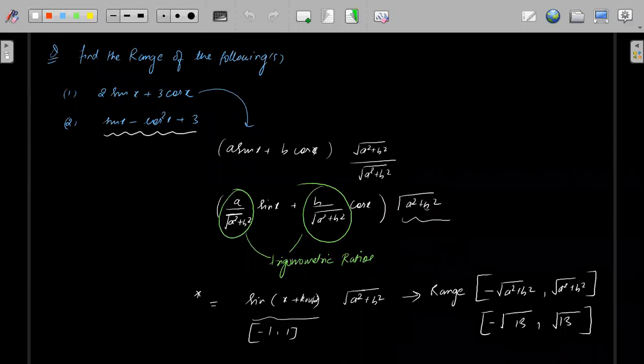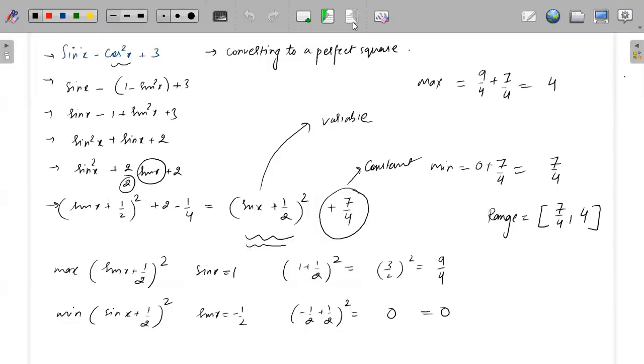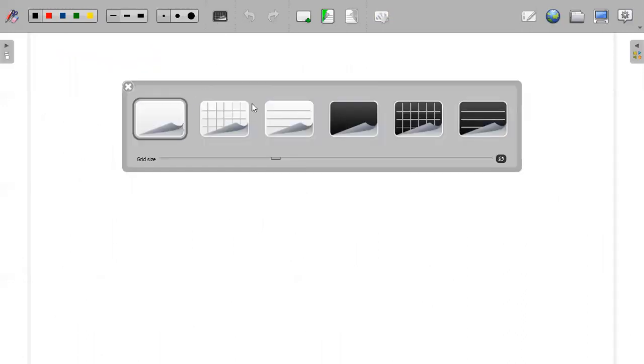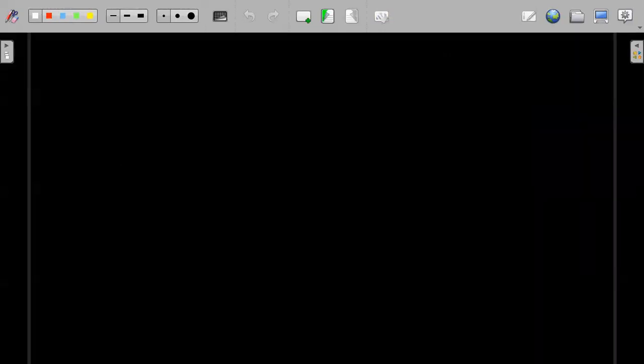Okay. Understood? Yes, I think black is better, and it is more visible on screens.